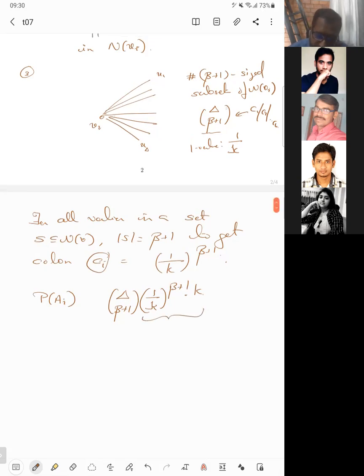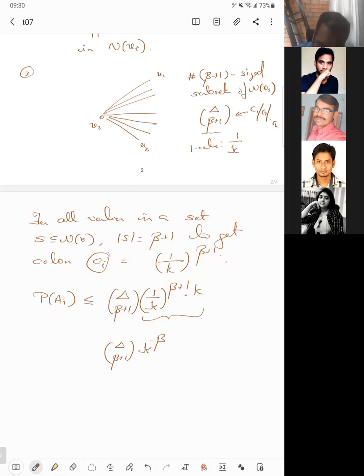I would have written, what is the probability that this beta plus 1 set gets the same color? It would be K by K to the power beta plus 1. So this I can just simplify and write K to the power minus beta. But what will you put here? Is this an equality or something else? It's at most, sir. This is an at most.